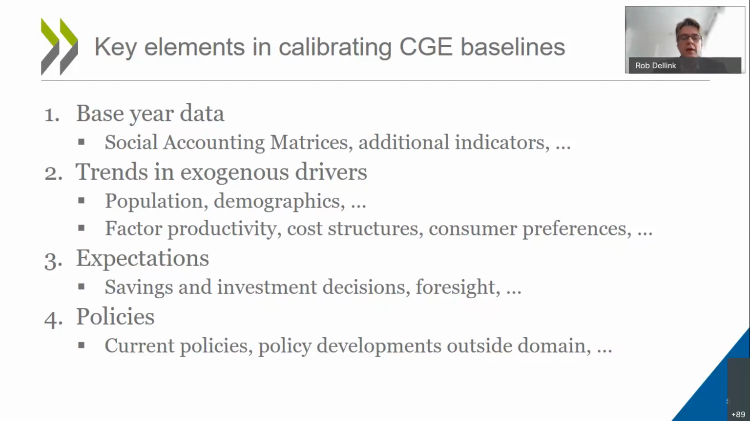And finally, you also need to think about policy developments outside the domain that you're studying. If you're doing a climate change study, but you have no idea about energy efficiency, then of course you're making the wrong projections.